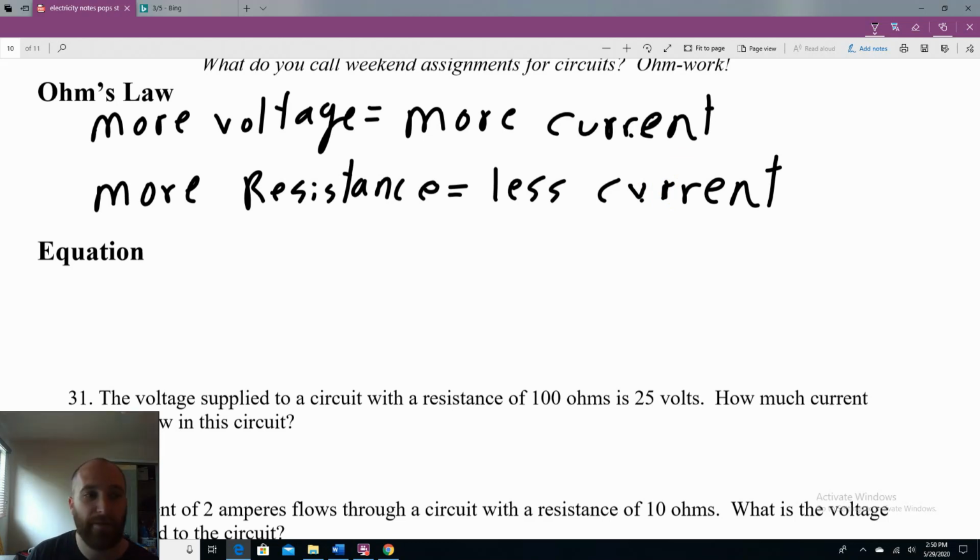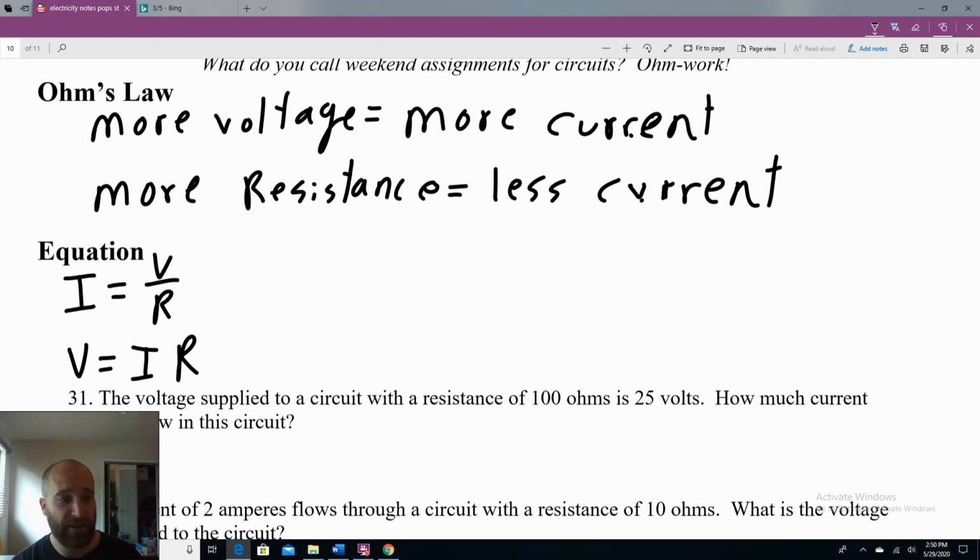Again, we talked about that already. But new for us is going to be the equation for this. We're going to add the math component as well. And what it does is it connects these three variables. The equation has two different forms we'll talk about. It has I equals V divided by R, or V equals I times R.